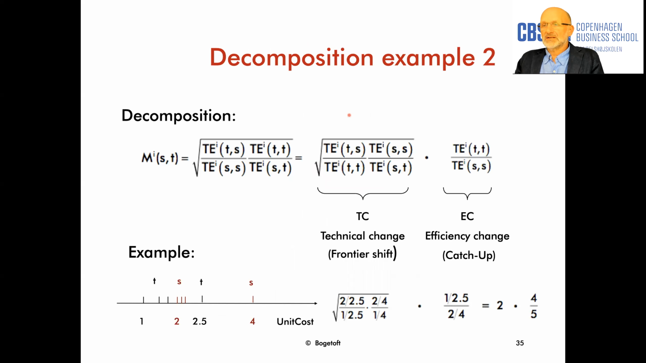So here's a numerical example again. Here I'll also introduce these notions like frontier shift and catch up, instead of just technical efficiency and efficiency change. You can do exactly the same calculations. My cost at time S, my cost at time t, and this is the frontier cost at time t, and this is the frontier cost at time s. Then you can try to recalculate this here just to get an idea of it.